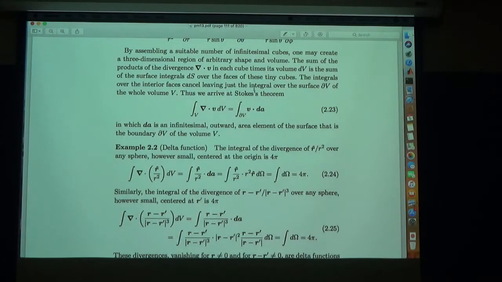Anyway, what one is left with is simply the integral over the surface of the cube. And that is then the integral of the divergence throughout the cube. And that's this equation here, which is Stokes' theorem. This is used all the time in physics. So a vector dotted into its area is equal to the divergence of the vector integrated over the volume enclosed by the area.